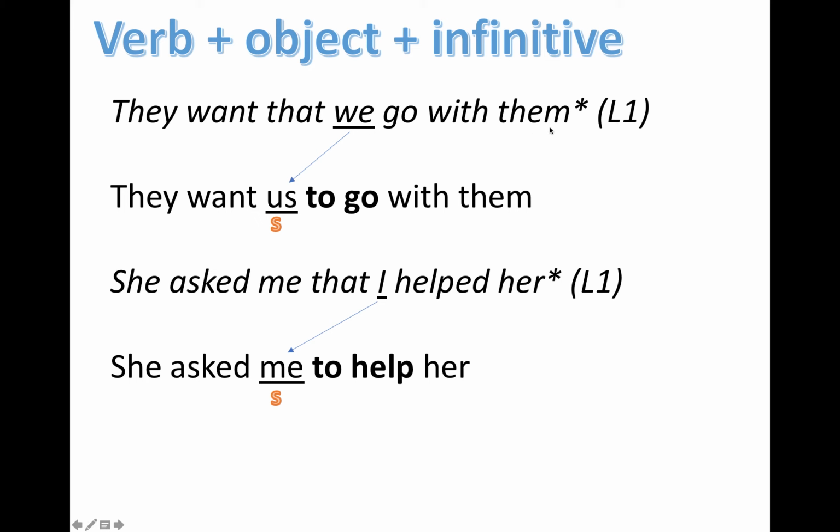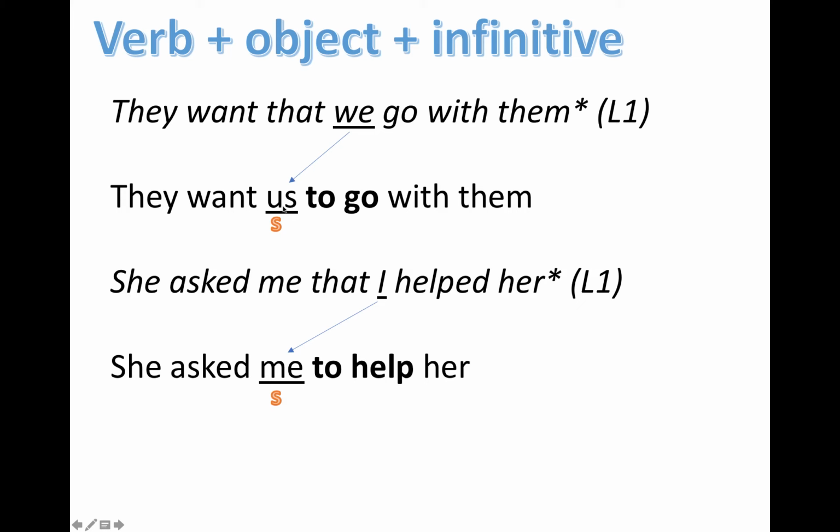This is wrong. So what we do, the verb want, as we know, is one of those verbs that needs a to plus infinitive. So what we do is change we into the object pronoun us, and then we use the verb in the infinitive with to. They want us to go with them. So this is really difficult to see as a Spanish structure, but the translation for this one would be ellos quieren que nosotros vayamos con ellos. So don't use that plus a conjugated verb in this kind of structure.